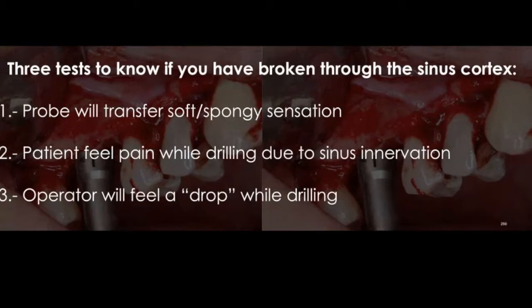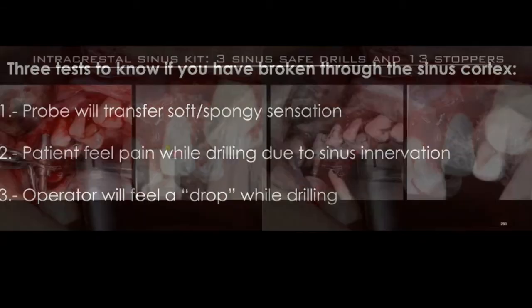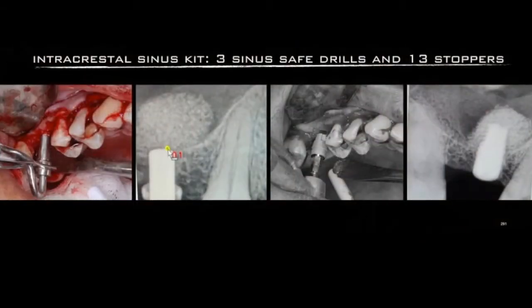That way you don't transfer all the way to the sinus. Something that we use all the time is periodontal probes to measure the distance where we are inside the osteotomy. Once you start drilling and you perforate into that sinus, you will feel a drop, whether it is with your osteotomes, your Summers osteotomes, or with your intracrestal sinus kit. And you're going to have a lot of stoppers, and that way you can keep on increasing the distance.